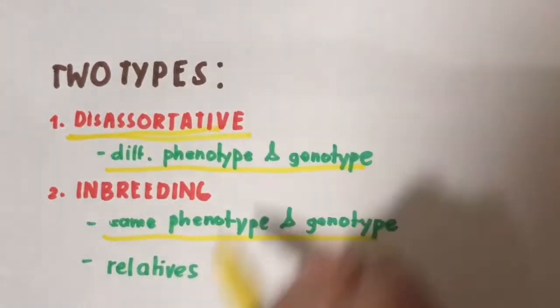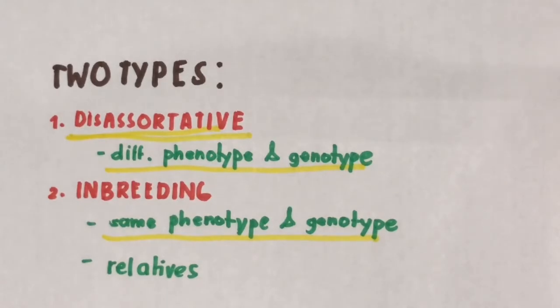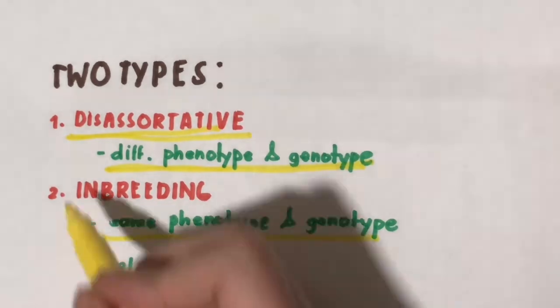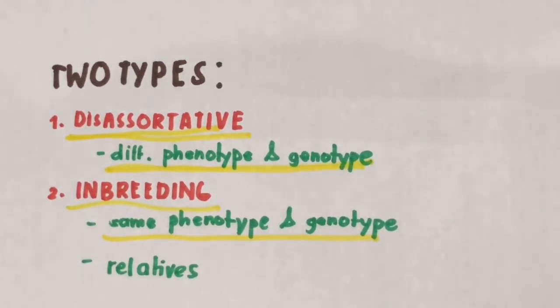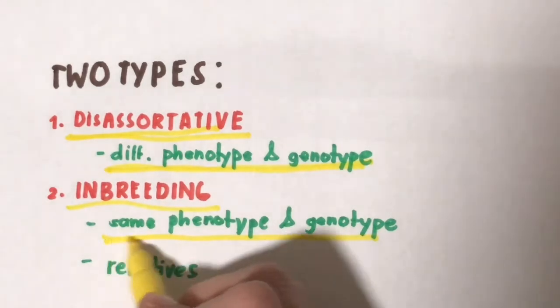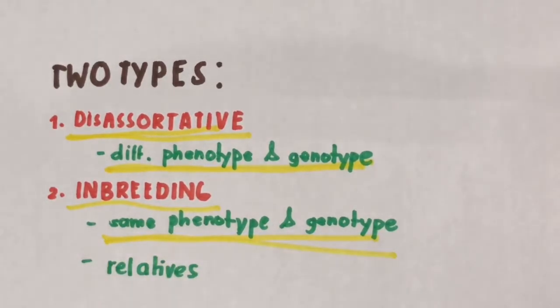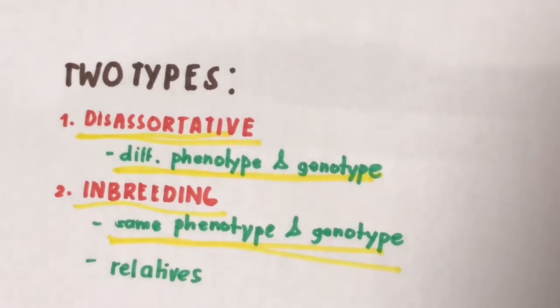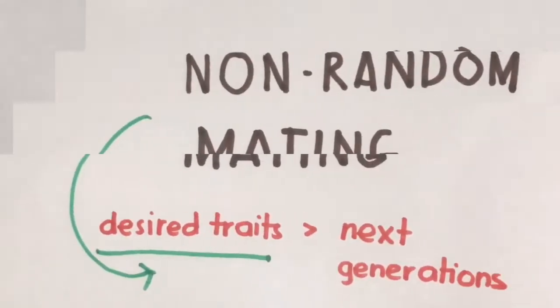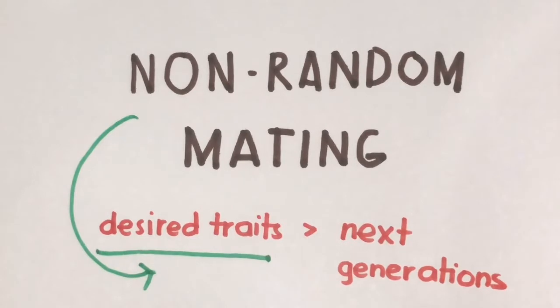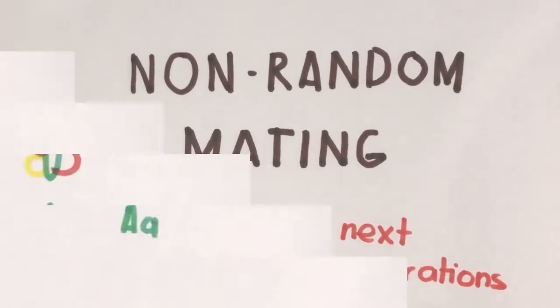When we say disassortative, it is mating between species with different phenotype and genotype, while inbreeding is mating between species with the same phenotype and genotype, or in short, species mate with their relatives. Quick recap, when we say non-random mating, it is when breeders select mates based on their desired traits to increase the frequency of those traits to the next generations.